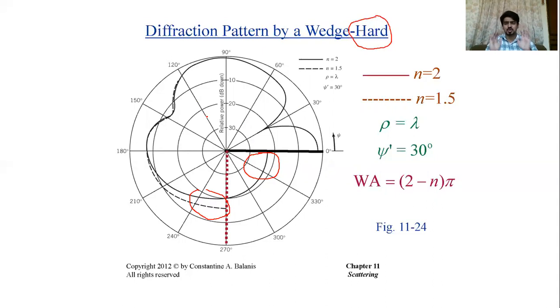And again, you should also keep in mind that this is one particular case. You should always keep in mind that this is true when psi prime is equal to 30 degrees, when your plane waves are coming from this direction. When the plane waves are incident like this, in that case you see this kind of diffraction pattern.